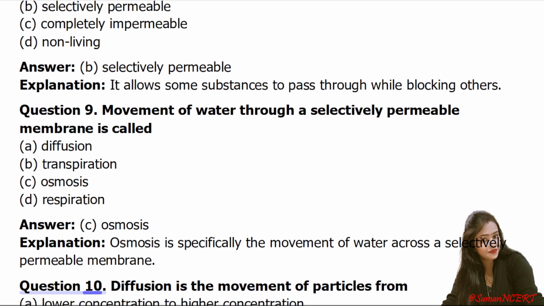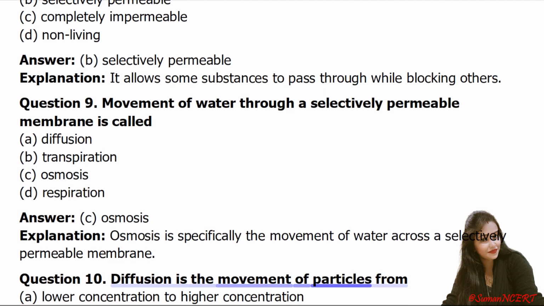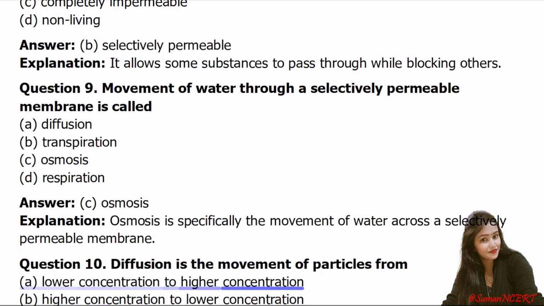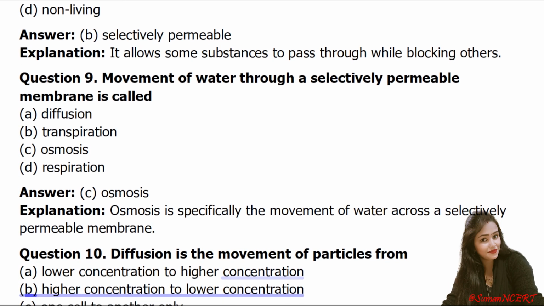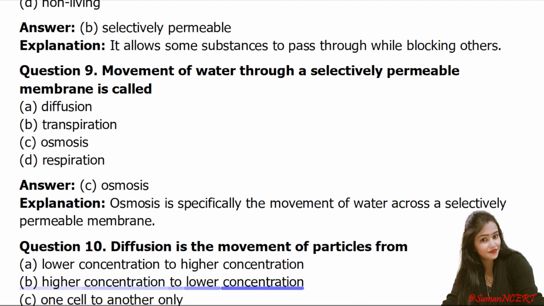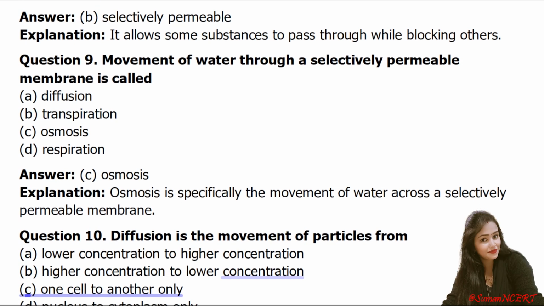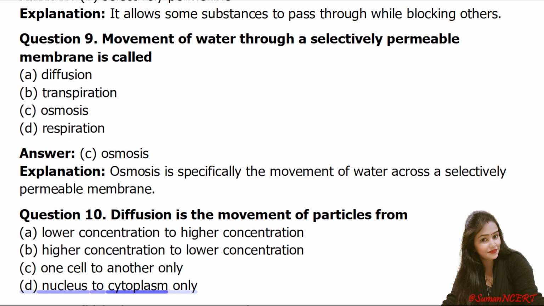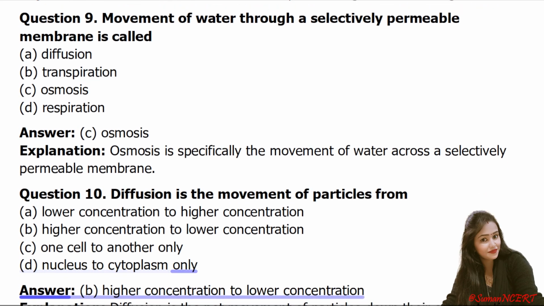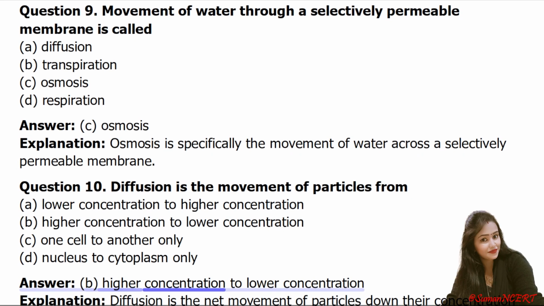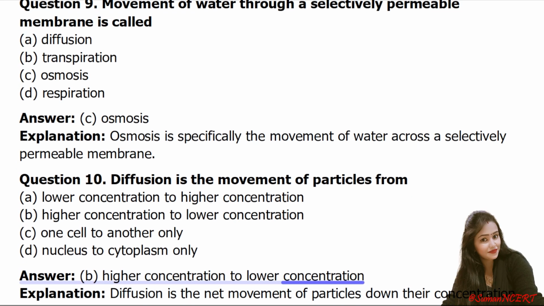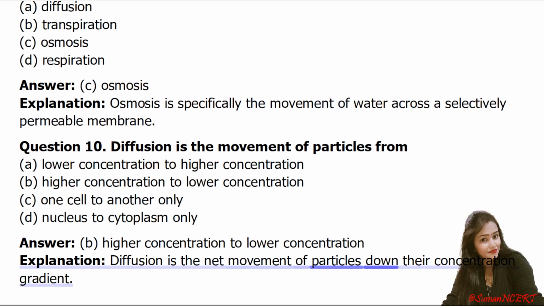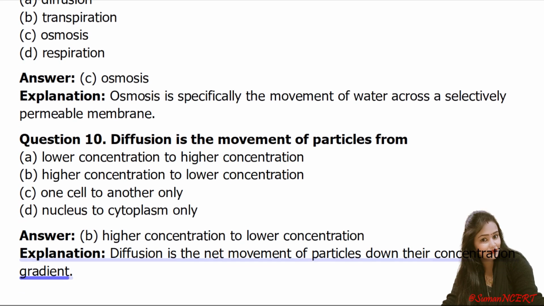Question 10. Diffusion is the movement of particles from: A. Lower concentration to higher concentration. B. Higher concentration to lower concentration. C. One cell to another only. D. Nucleus to cytoplasm only. Answer: B. Higher concentration to lower concentration. Explanation: diffusion is the net movement of particles down their concentration gradient.